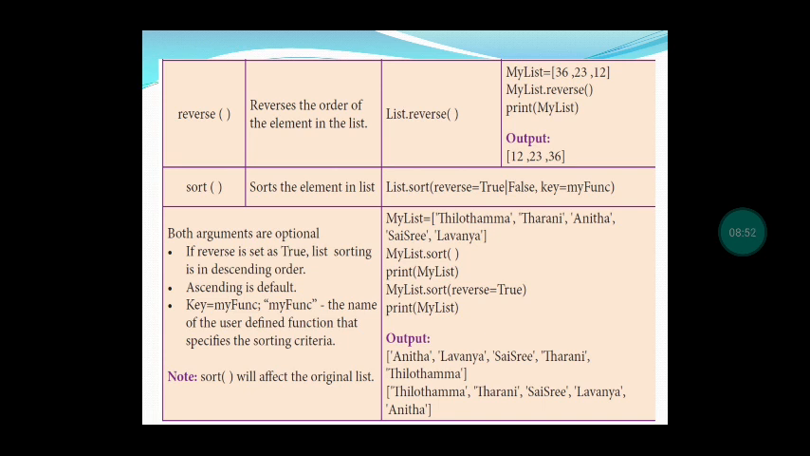Next one, my_list.sort(reverse=True). If you are giving reverse equal to True, then it will be arranged in descending order. So Tilotama will come first. Tilotama, Dharani, Sai, Sri, Lavanya and Anita will be printed. So like this the sort function will be working.